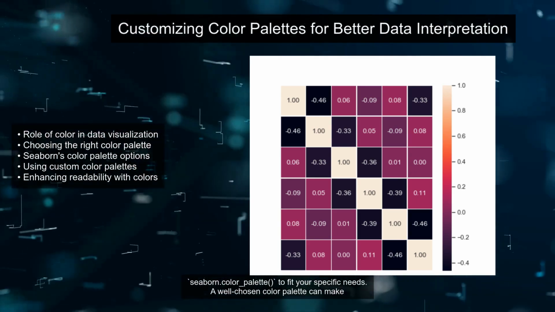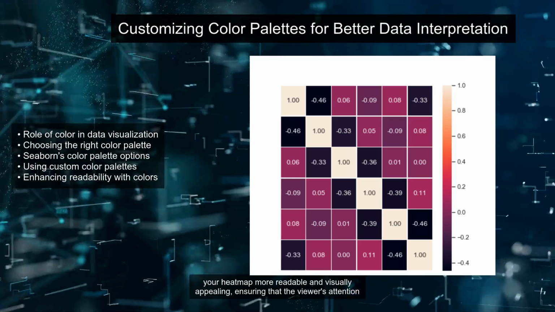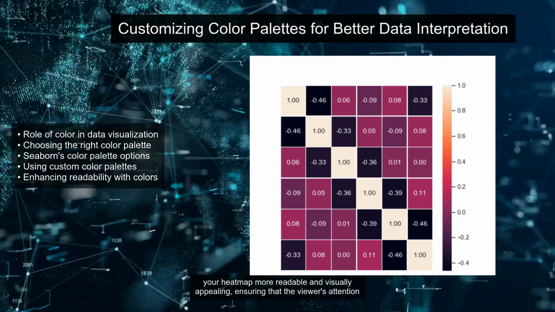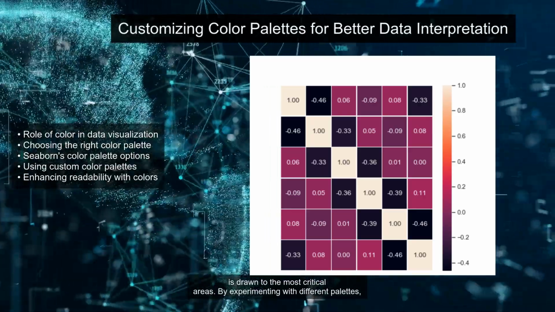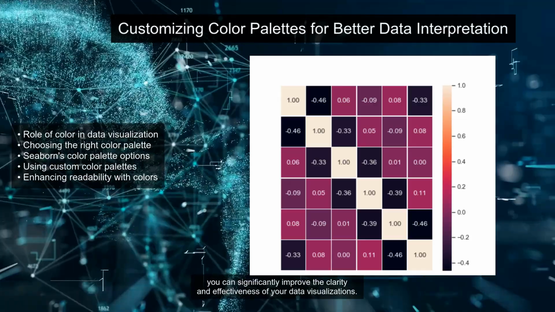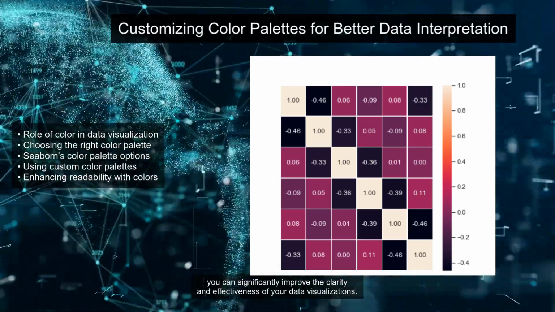A well-chosen color palette can make your heat map more readable and visually appealing, ensuring that the viewer's attention is drawn to the most critical areas. By experimenting with different palettes, you can significantly improve the clarity and effectiveness of your data visualizations.